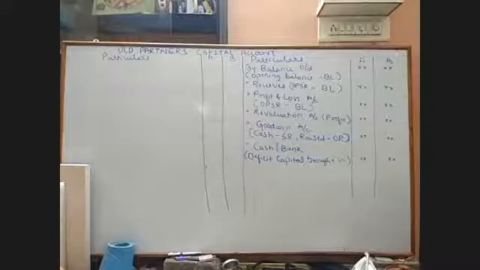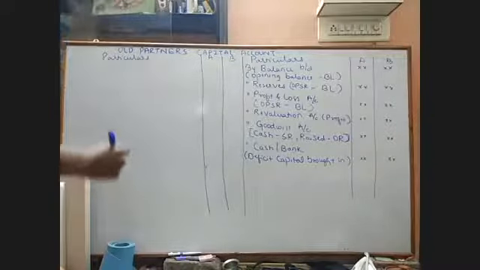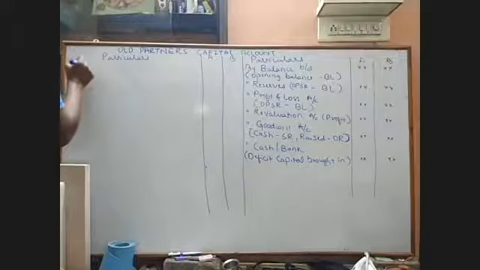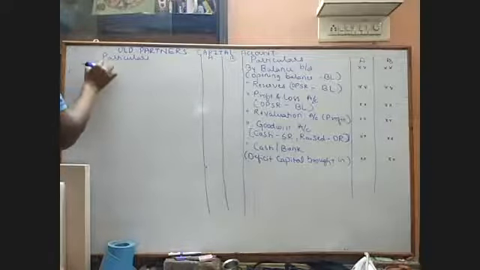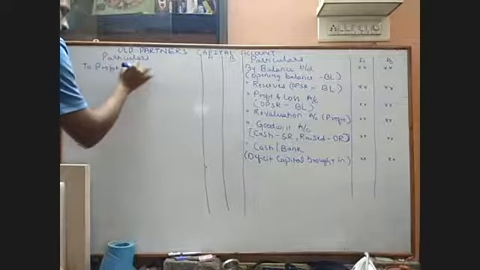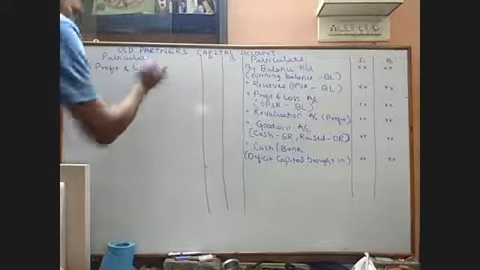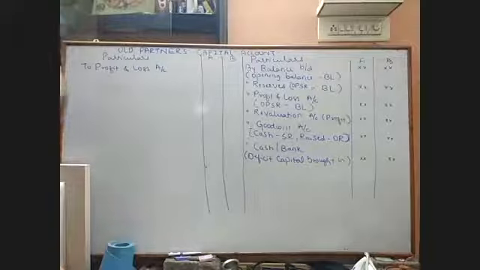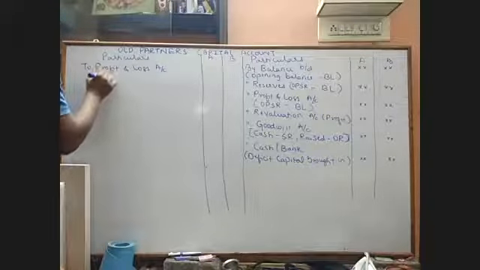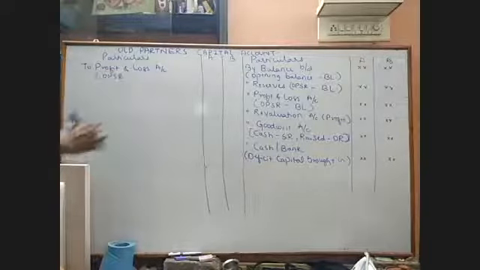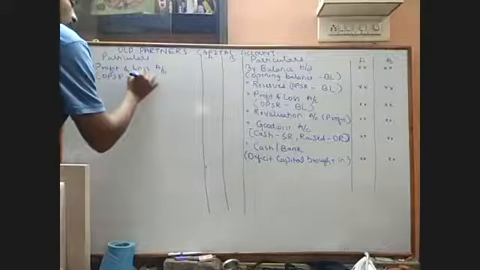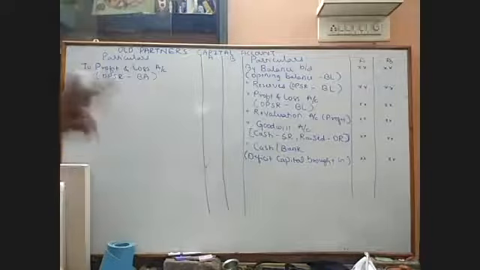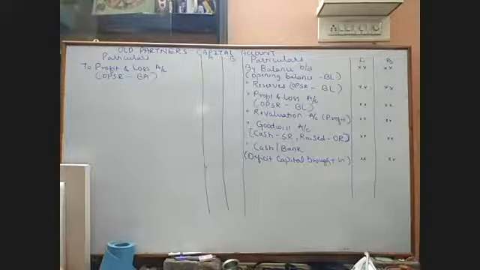Now, coming to the debit side. First, it should be to profit and loss account. Old profit sharing ratio. And this will be available on the balance sheet asset side. Remember, the profit will be available on the liability side, but the loss will be available on the asset side.